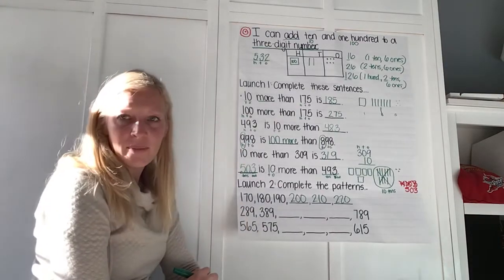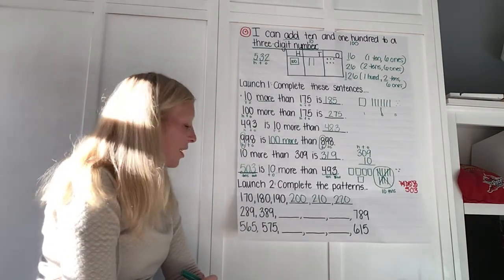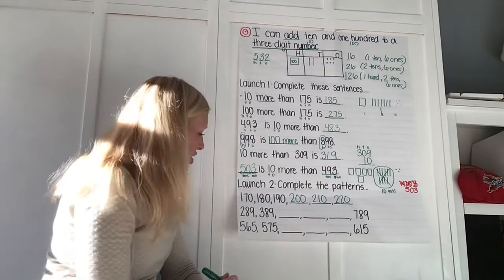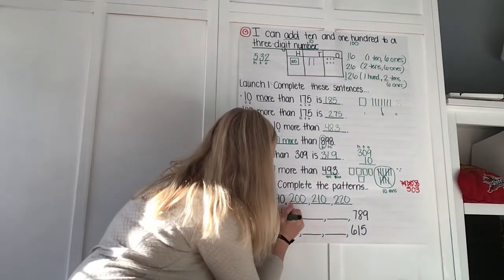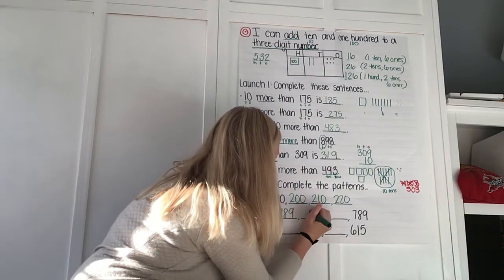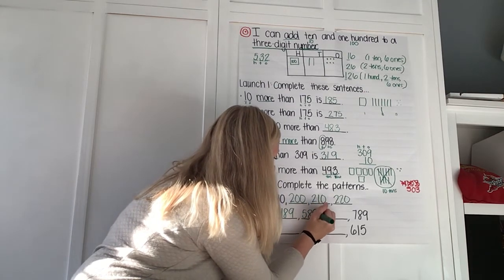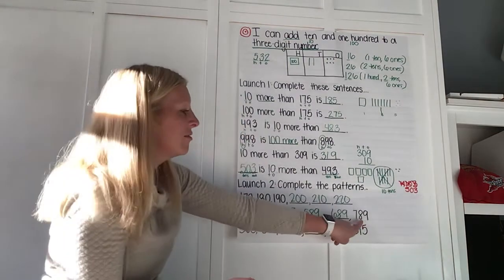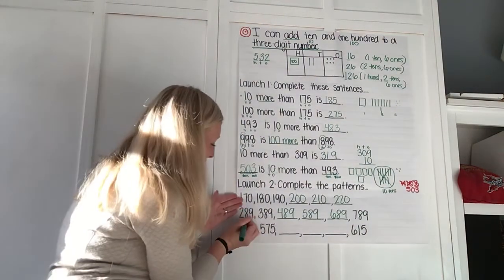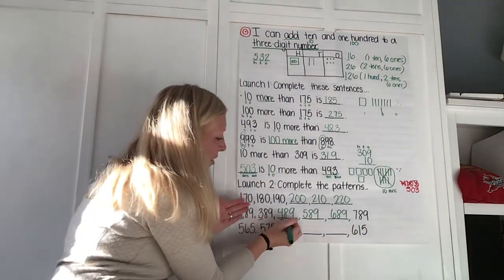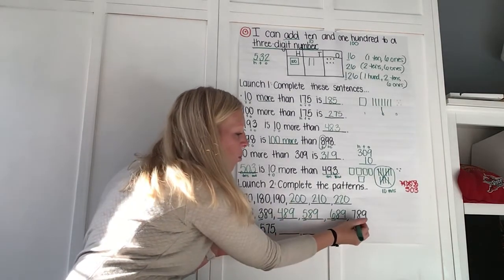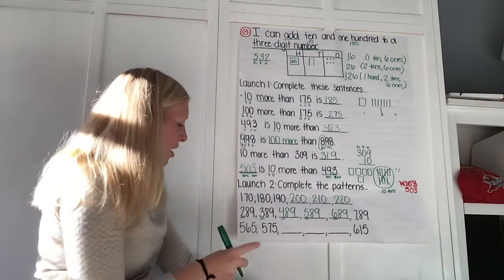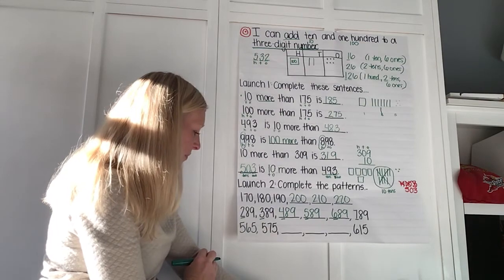What about this one? What do we notice? The hundreds place is changing, so what's going to come next? 489, 589, 689, and then 789. So we're seeing that hundreds place changing. It's going up by 100 every time. And how about this last one?